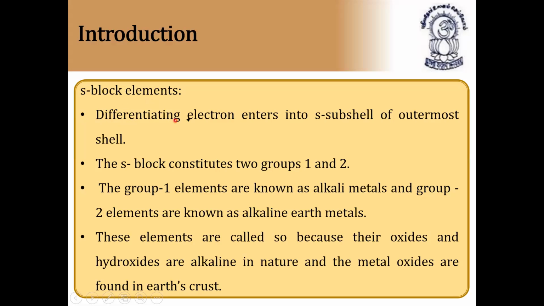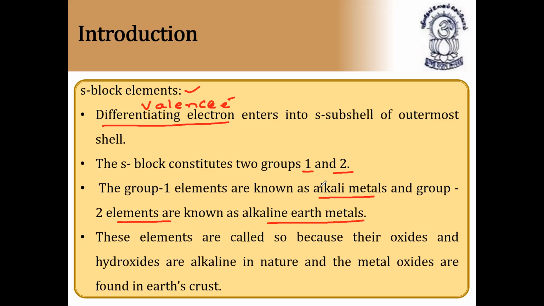If the differentiating electron, the valence electron, that is the outermost electron, enters into the S subshell of the outermost shell, then those elements are called S block elements. The S block elements constitute two groups mainly, group 1 and group 2. The group 1 elements are known as alkali metals and group 2 elements are known as alkaline earth metals.